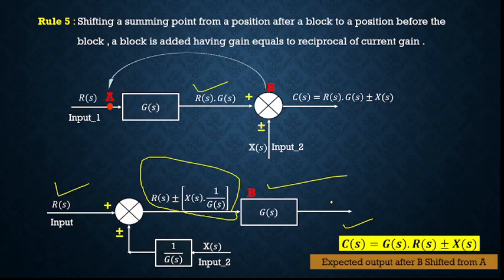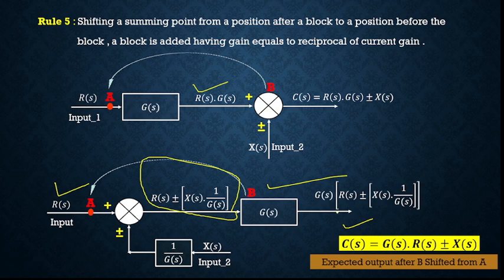So the output of the system here you are going to get is G of S into R of S plus minus X of S into 1 upon G of S. So G of S into R of S will come here, plus minus G of S into X of S into 1 upon G of S. So this G of S will get cancelled and you are going to get only X of S. So this is the arrangement we need to make whenever we are shifting the summing point from point number B to point number A, and we are going to get the same output in both cases, though we have interchanged the position of the summing point and the system block.